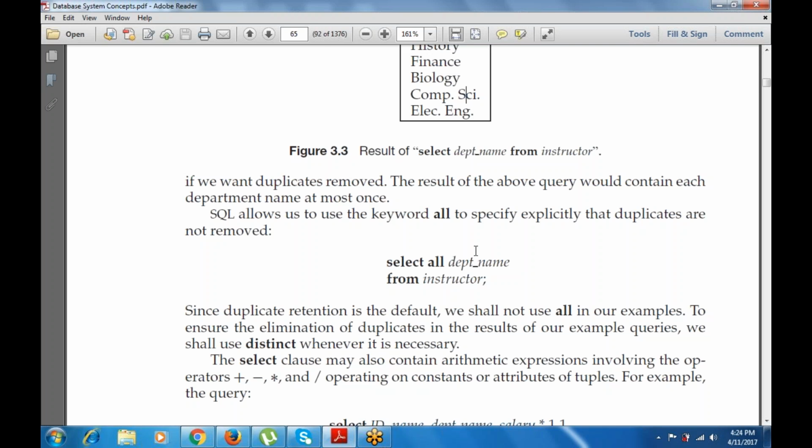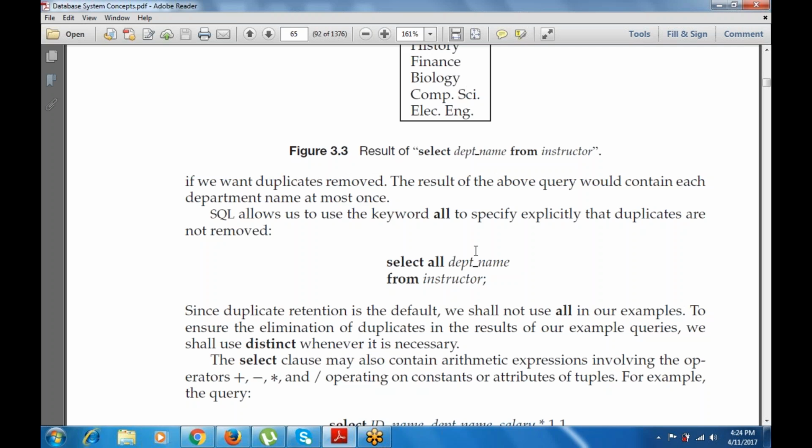Since duplicate retention is the default, that means we should not use all in a relation. To ensure the elimination of duplicates in the results of our example queries, use the distinct keyword whenever it is necessary.